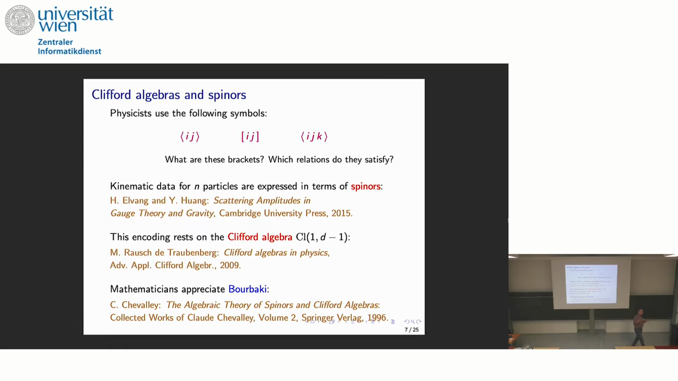Melissa and I had never seen this in our study, but physicists are very familiar. But to get some street credit among mathematicians, you need a math reference. I found this book by Chevalley, The Algebraic Theory of Spinors and Clifford Algebras. And mathematicians, of course, like Bourbaki. So here's the reference that gives this some street credit among pure math people. Okay, so those are Clifford algebras.